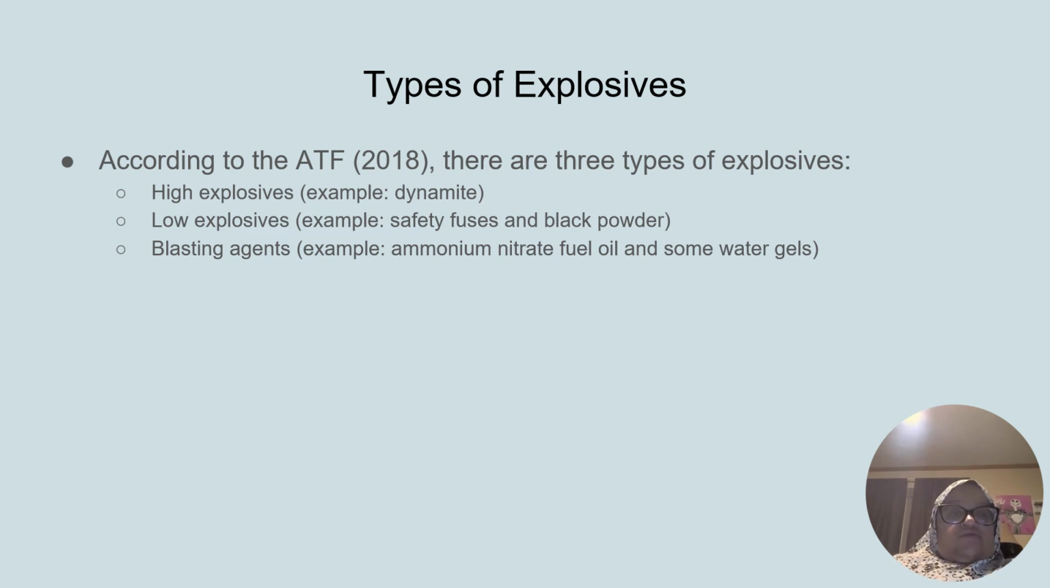We're going to look a little bit more into detail between high and low explosives. Low explosives need to be contained in a container in order to explode, and high explosives do not. High explosives are further divided into two categories: primary and secondary high explosives, with primary high explosives being highly reactive and secondary high explosives being relatively safe to handle in comparison.